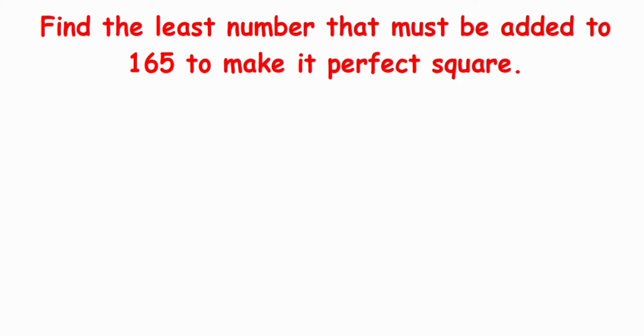Now, this kind of question where they're asking to find the least number to be added or subtracted, you have to go by the long division method. Remember, whenever they're asking to add or subtract, go by the long division method. If they're asking for the least number to multiply or divide, go by the prime factorization method. Now let's go by long division, or simply the division method.